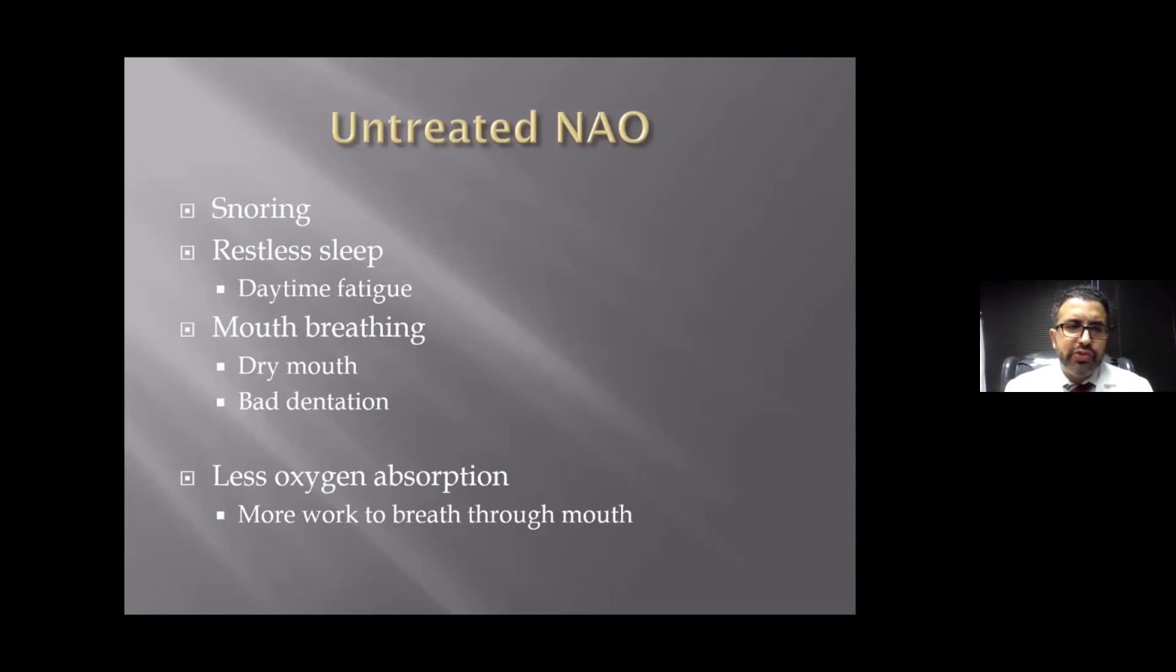So what happens to patients that have nasal obstruction, even if it's caused by a deviated septum, weak cartilage, or crooked nose? A lot of times those patients default to breathing through their mouth. And if you breathe through your mouth, it leads to a dry mouth, which can lead to bad dentition. I mentioned that breathing through the nose filters the air, humidifies the air, and improves oxygen extraction. And patients that breathe through their mouth tend to have less oxygen absorption, and they have to work harder to breathe. And a lot of times that leads to restless or non-restful sleep.